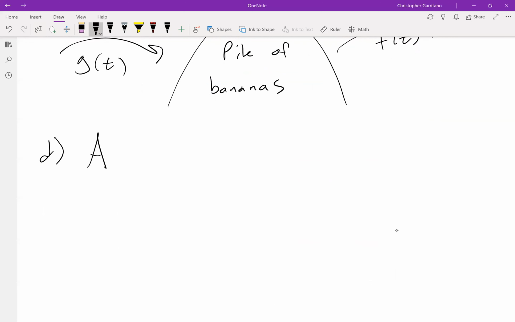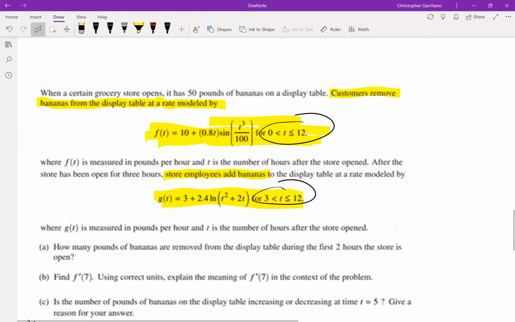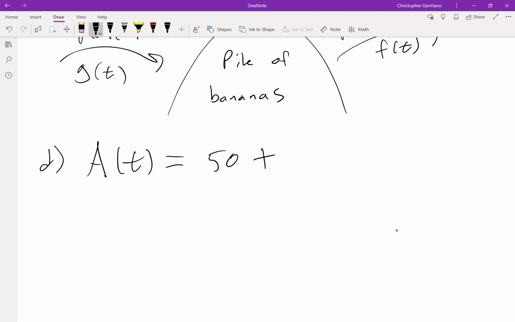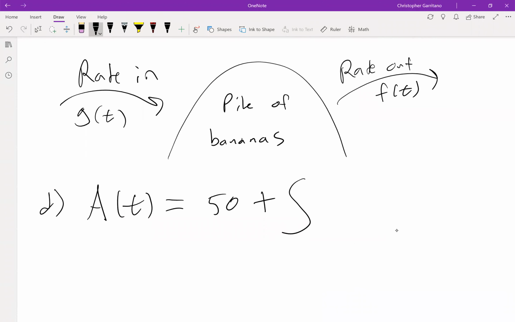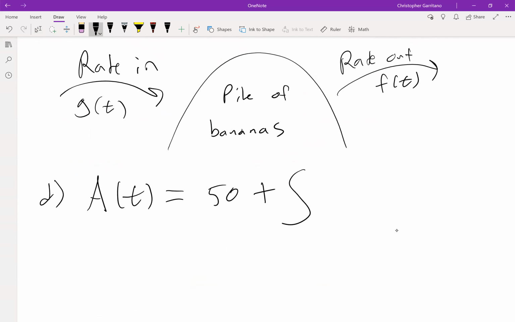So we want the amount of bananas at any time t, and this is very similar to what we saw before. We want to take into account the initial condition, so how many bananas were there right at the onset, and we see that there are 50 pounds of bananas. Now, we want to add to that the rate in, but the rate in, remember, only begins at time 3. So we're going to say the integral from time 3 to time t of g of t dt. This would give me the net change in bananas added from t equals 3 to t equals t.